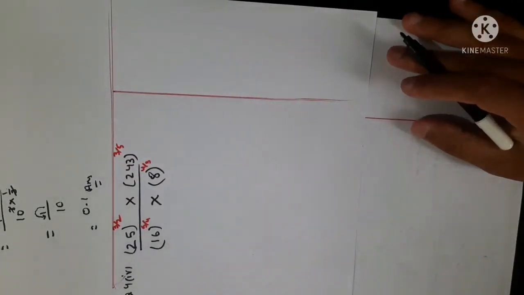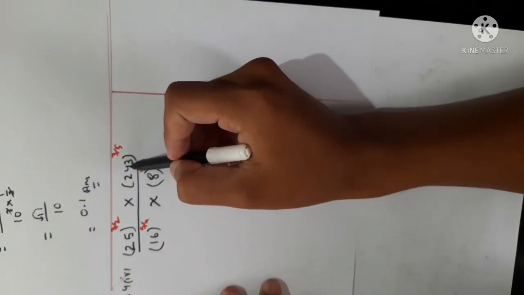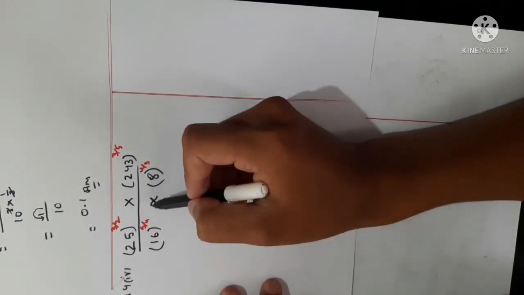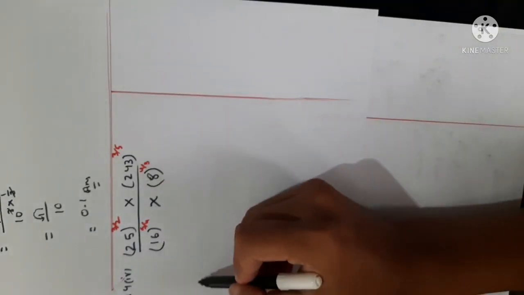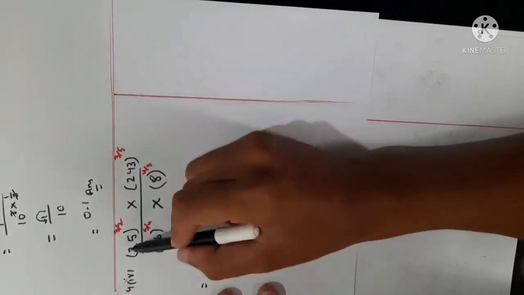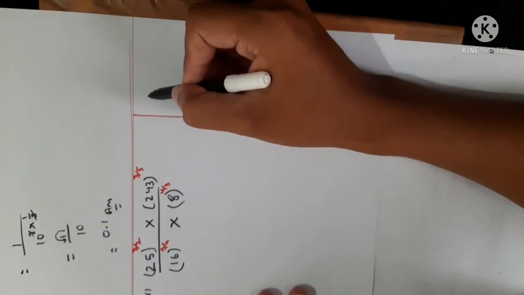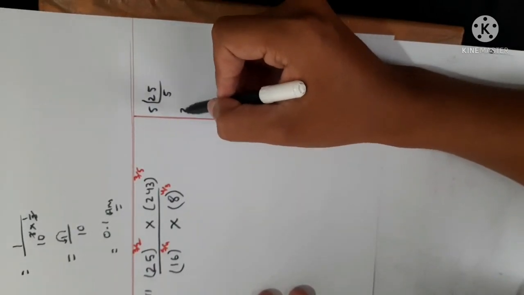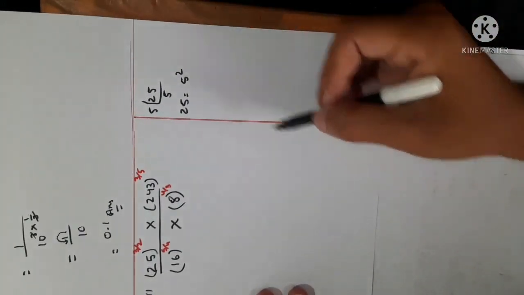Next question is question number 4. 25 raised to the power 3 by 2 multiply 243 raised to the power 3 by 5, divided by 16 raised to the power 5 by 4 multiply 8 raised to the power 4 by 3. So first of all we prime factorize all these bases. So we have 25 equal 5 into 5 equal 25. So 25 can be written as 5 square.